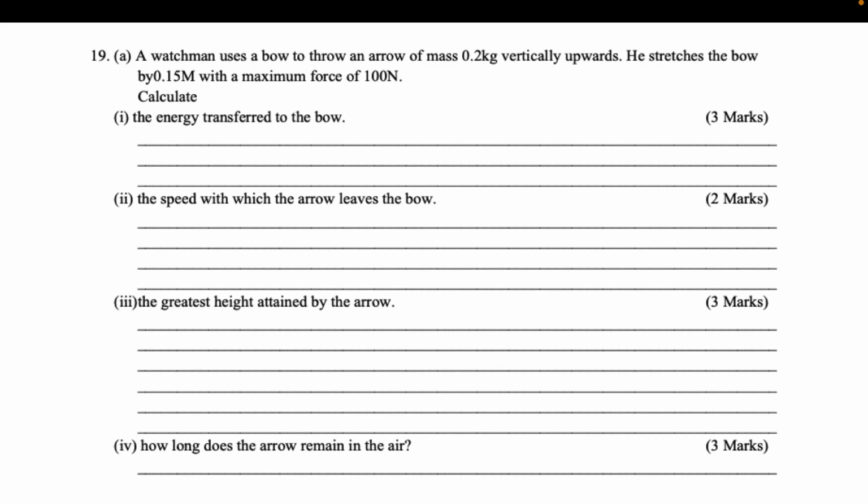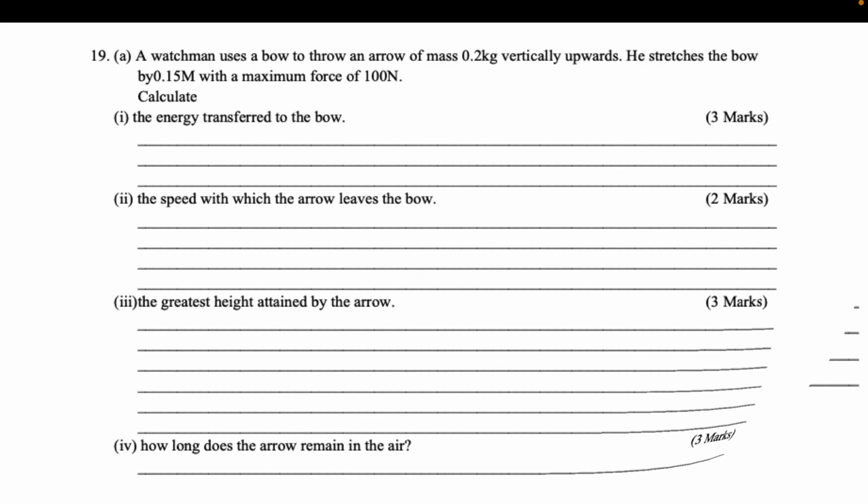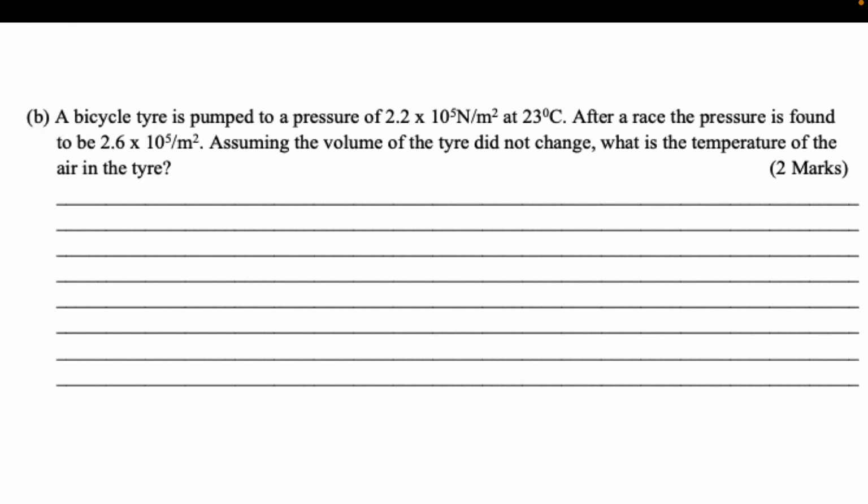(b) A bicycle tire is pumped to a pressure of 2.2 x 10^5 N/m² at 23°C. After a race, the pressure is found to be 2.6 x 10^5 N/m². Assuming the volume of the tire did not change, what is the temperature of the air in the tire? 2 marks.